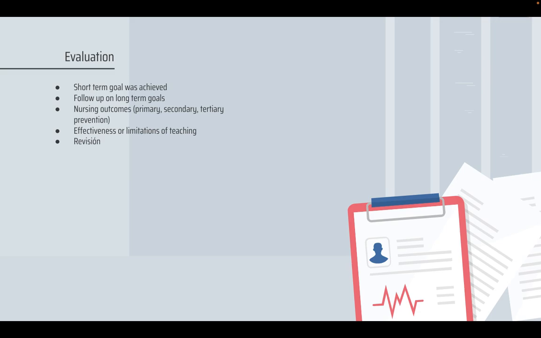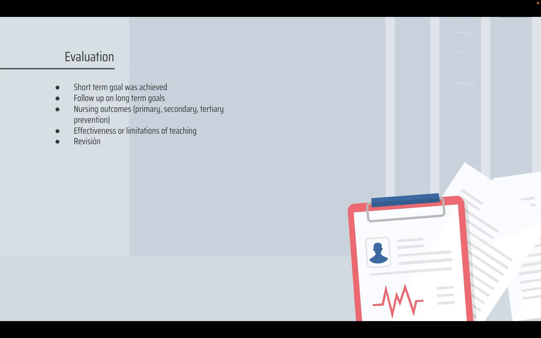I believe I had a pretty effective teaching plan. However, my limitations were due to the fact that my client had dementia. My teaching may have worked for an hour or so, but after that, he may have completely forgotten what I have taught him. This is why reiteration is so important.